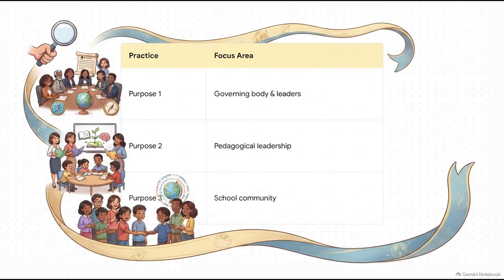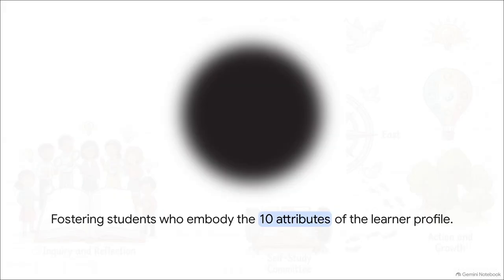And these 10 attributes of the IB learner profile brilliantly illustrate exactly what that 3rd practice is aiming for. When you sit down to evaluate Practice 3, you are actively hunting for evidence that your school community is dedicated to developing individuals who are inquirers, knowledgeable, thinkers, communicators, principled, open-minded, caring, risk-takers, balanced, and reflective.